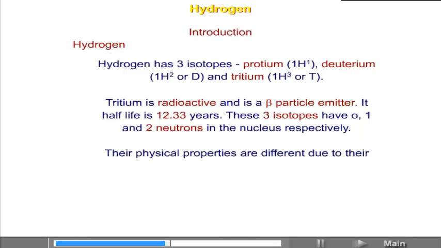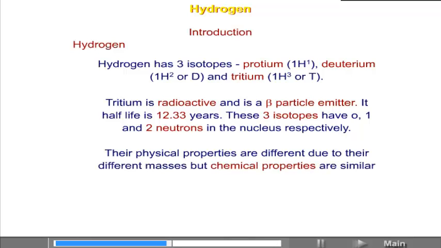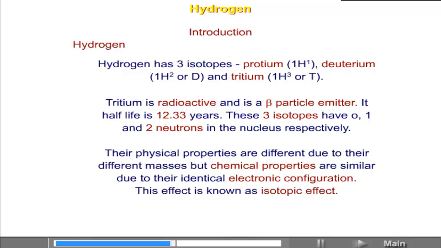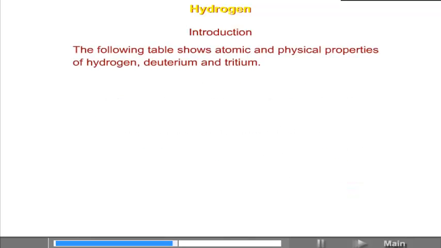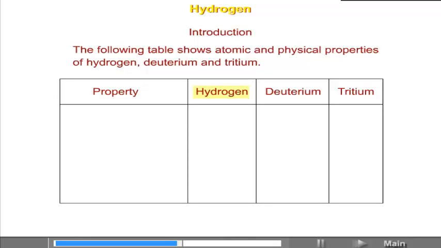Their physical properties are different due to their different masses, but chemical properties are similar due to their identical electronic configuration. This effect is known as the isotopic effect. The following table shows atomic and physical properties of hydrogen, deuterium and tritium. Property: hydrogen, deuterium and tritium.